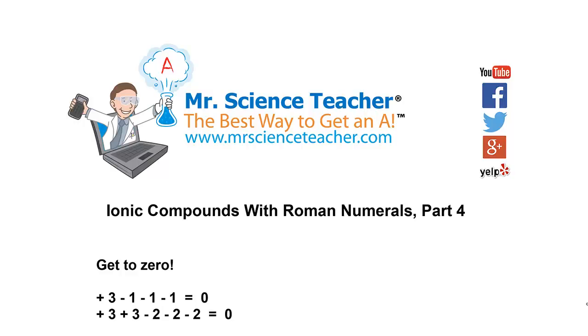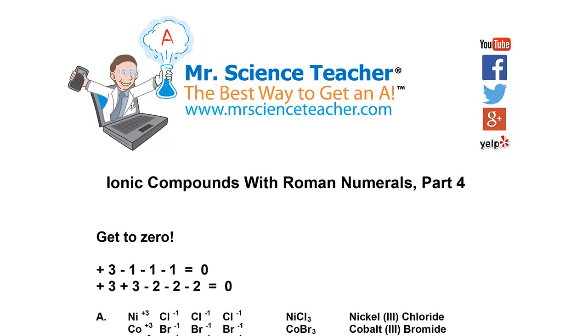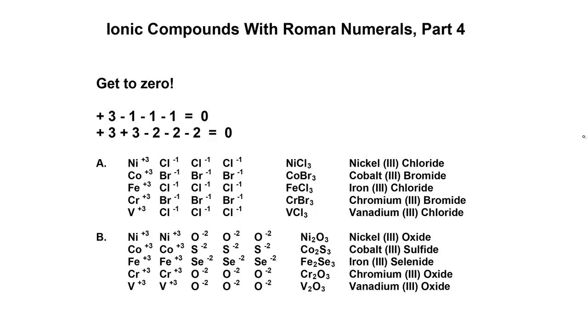Day 24, Ionic Compounds with Roman Numerals, Part 4. Today we're going to work with the +3 ions. So get out that periodic table of ions. What we're going to do is first look at nickel, specifically nickel(III) with a +3.